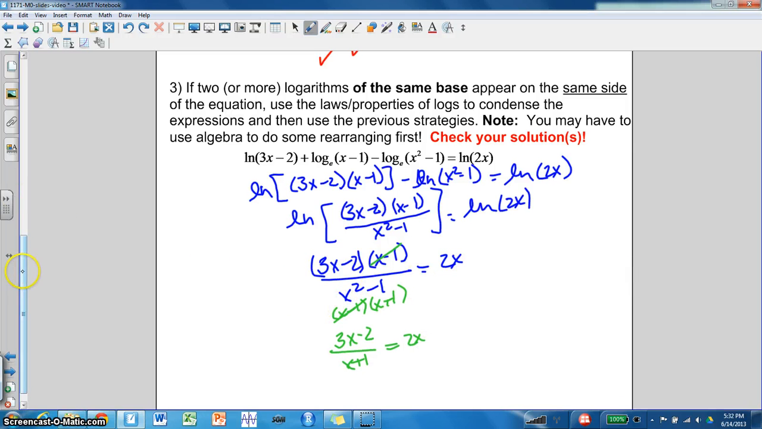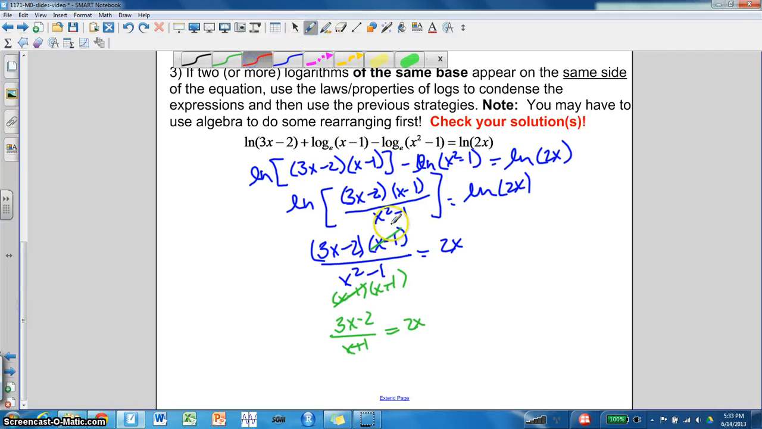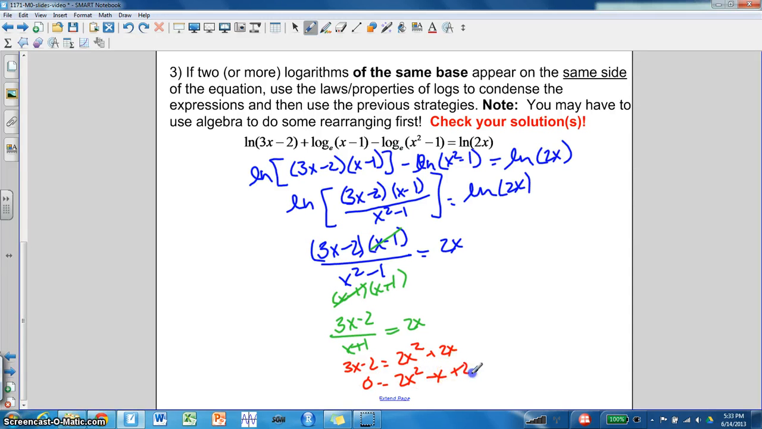Okay, and continuing with the algebra, now I can cross multiply and I get 3x minus 2 is equal to 2x squared plus 2x. Okay, rearranging, I get 0 is equal to 2x squared minus x plus 2, and this we actually need to solve with the quadratic formula. It can be shown though that the x values we obtain contain imaginary numbers, so this is actually going to have no solution, and that is perfectly valid, so there is no solution to this problem.